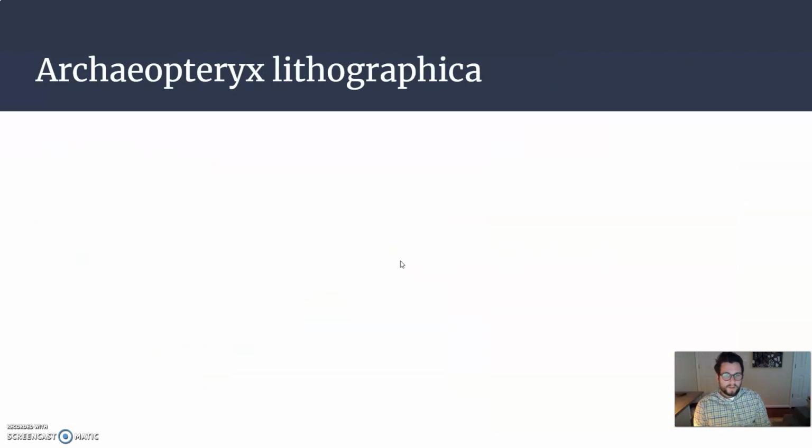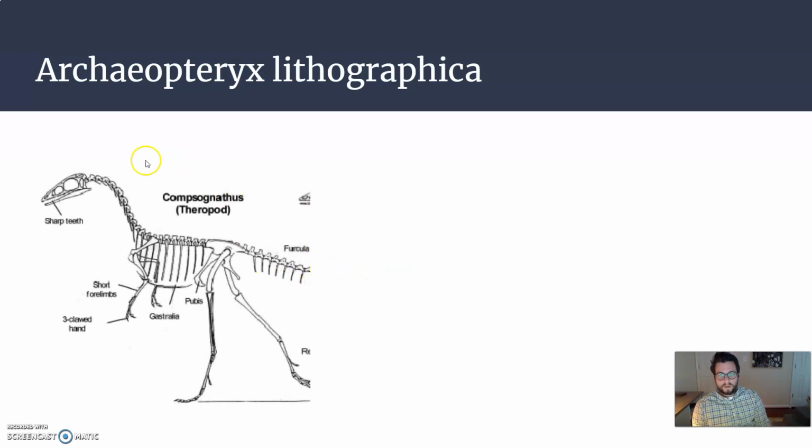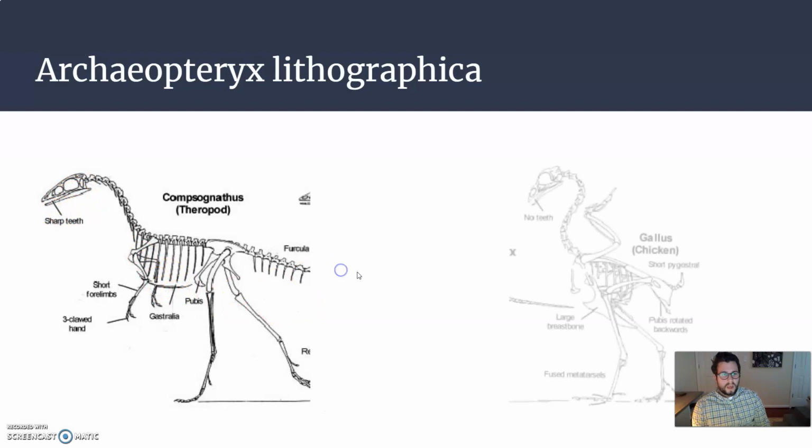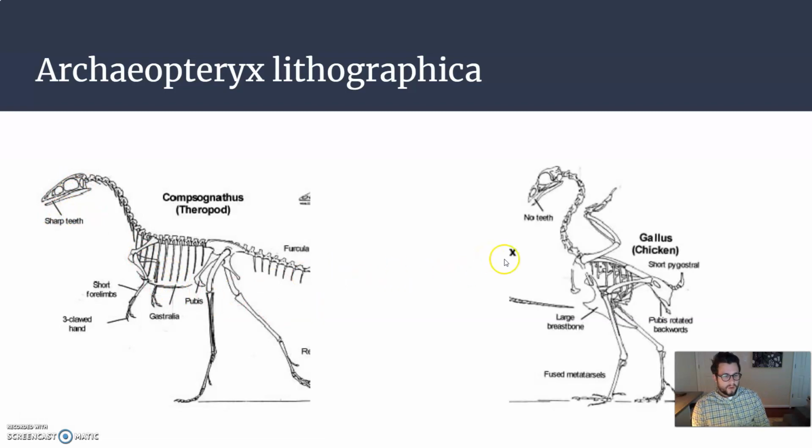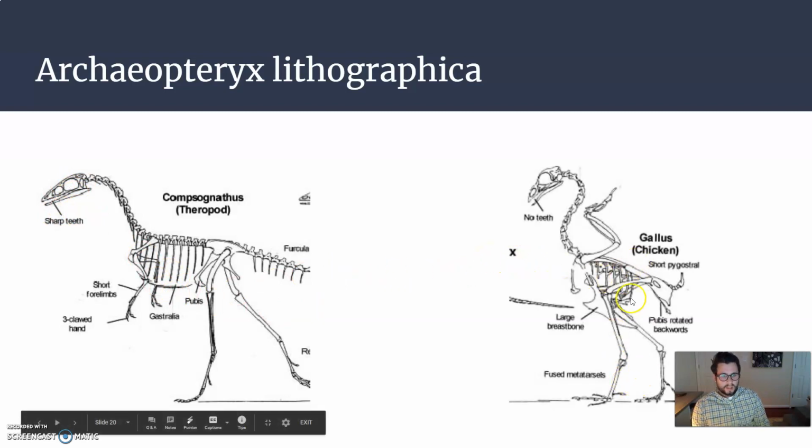Archaeopteryx is probably my favorite fossil of all the fossils that we have. So we have basic theropod dinosaur fossils walking on two legs. They've got the longer necks and the sharp teeth. And then we've got more recent bird fossils. They also walk on two legs. They're different in some ways, but they're also very similar.